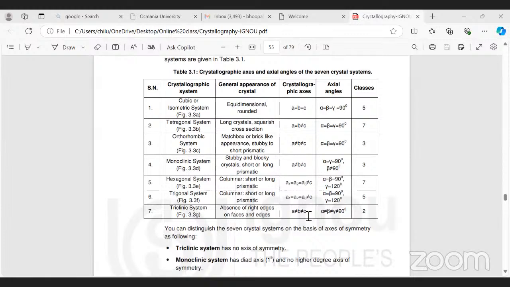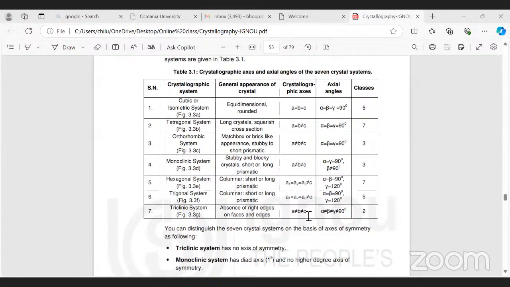That means, similar to the previous cubic or isometric system, the axes intersect at 90 degrees only. So again, alpha is equal to beta is equal to gamma is equal to 90 degrees, and it is divided into seven classes.